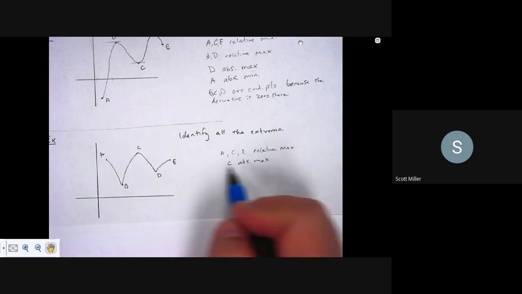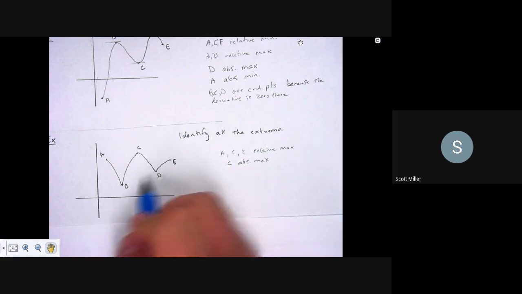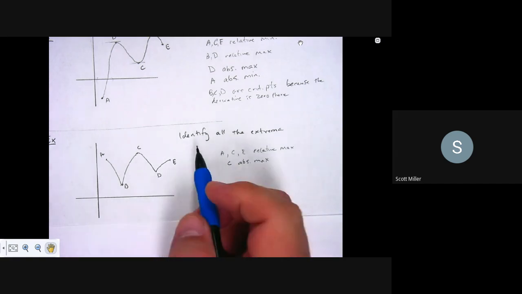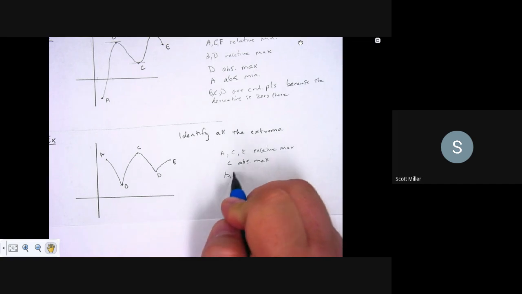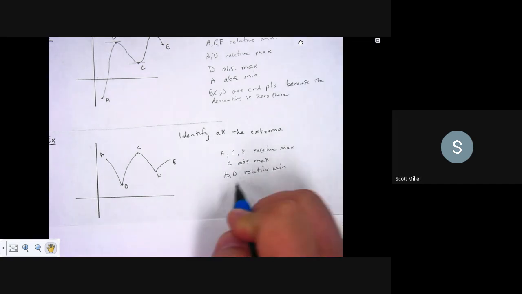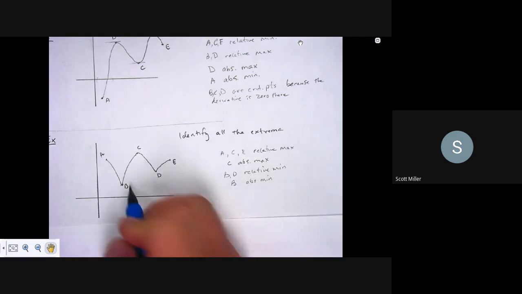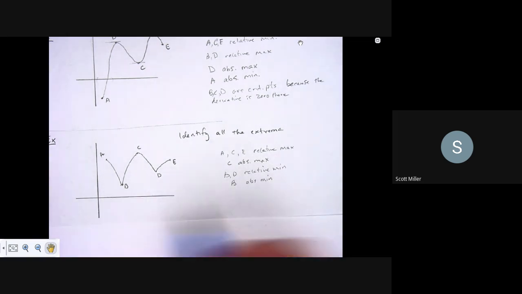What's the lowest value here? That's B, isn't it? B is the lowest one of this entire thing, but D is also a low one here. So B and D are both relative minimums, but B is also the absolute minimum. It's the lowest value of all the Y values.